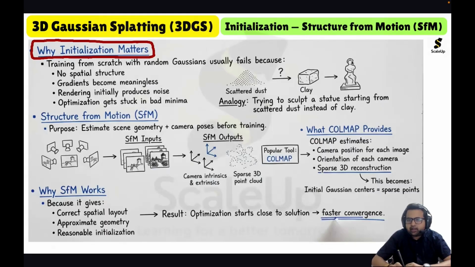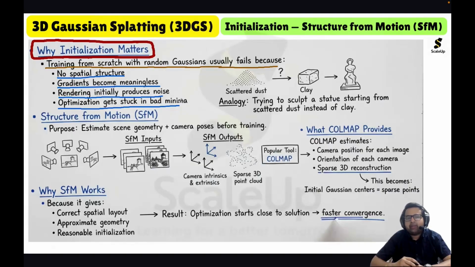One very important observation is that training from scratch with random Gaussians usually fails. Why does it fail? Because the 3D scene that random Gaussians represent does not have any spatial structure. Because of that, gradients become meaningless, rendering initially produces noise, and optimization gets stuck in local minima, or bad minima.